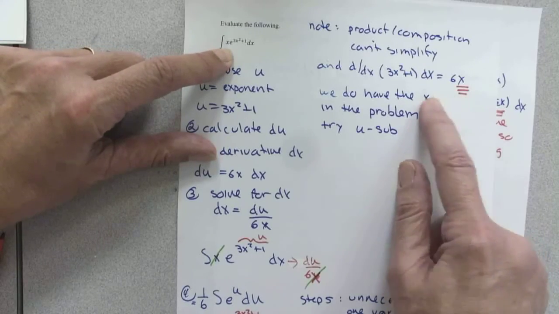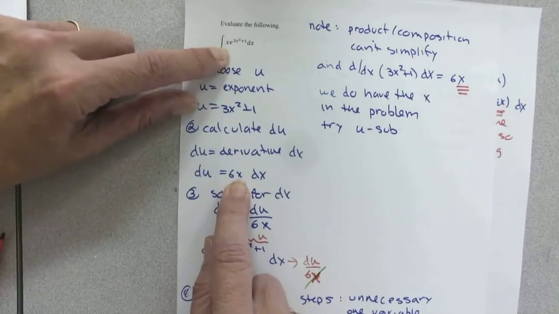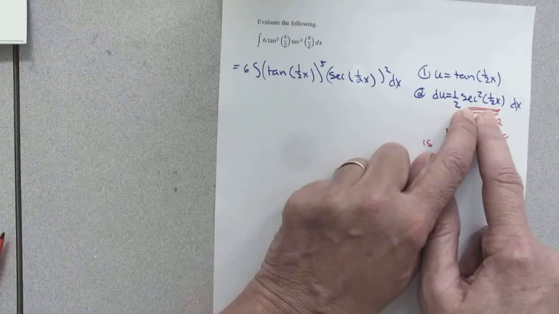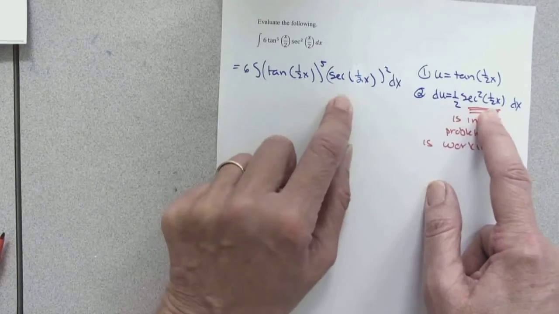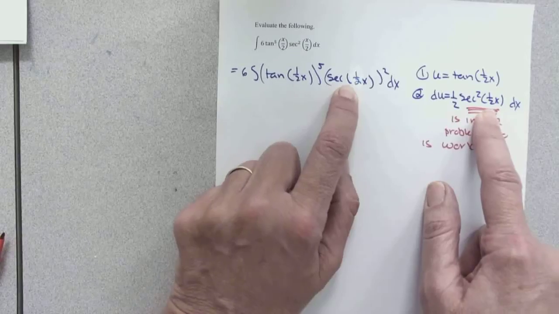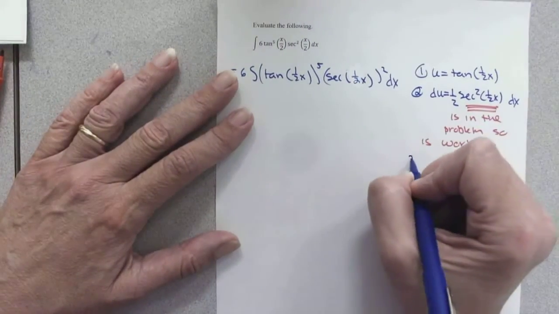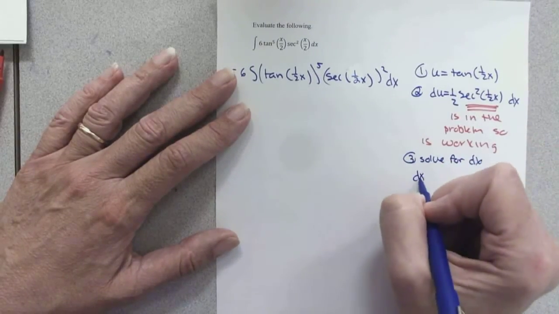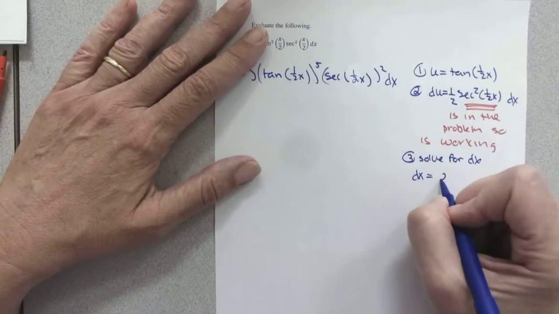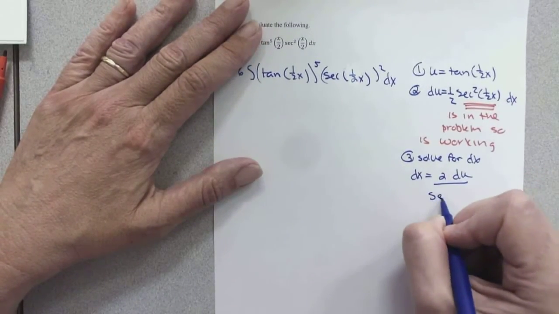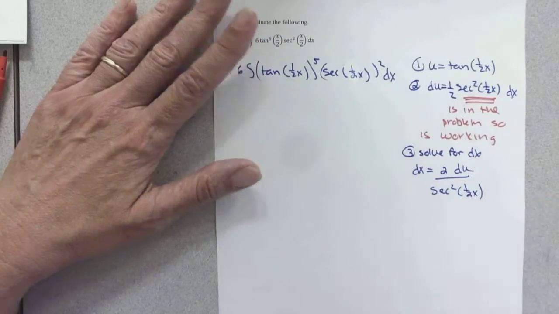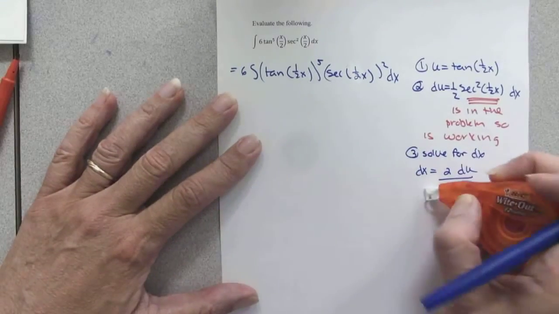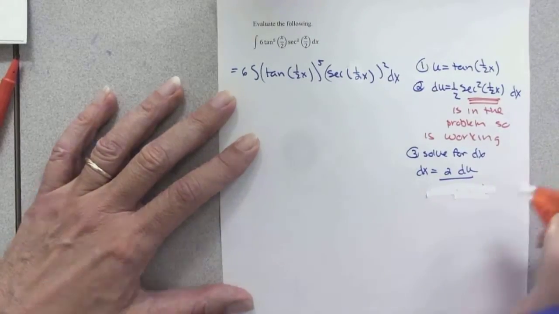And so this worked because when I calculated du, 6x dx, the x was in the problem. Same thing here. The variable part, secant squared 1/2 x, is in the problem. Step 3, solve for dx. And so dx is going to be 2 du divided by secant squared 1/2 x. My handwriting is not good today. Not that it's ever particularly good, but it's a little worse than usual today.